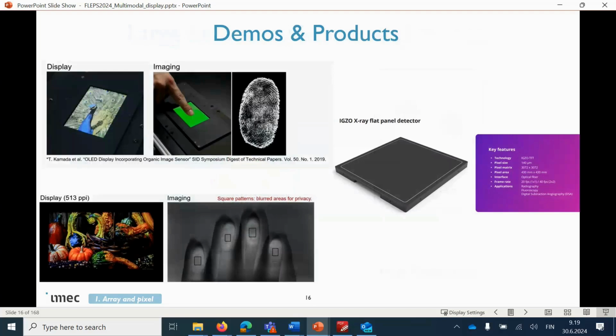From 2019, on the left, you see, for example, a demo of a fingerprint readout on the screen. One month ago, we had also several parties presenting multi-fingerprint readout under displays. At the same time, you see on the bottom left a display and a fingerprint all over the display. And lately, the last years, different parties are already advertising and have products of X-ray detectors with IGZO technology. And we will talk about that also.